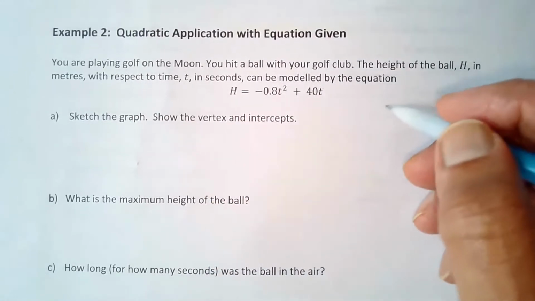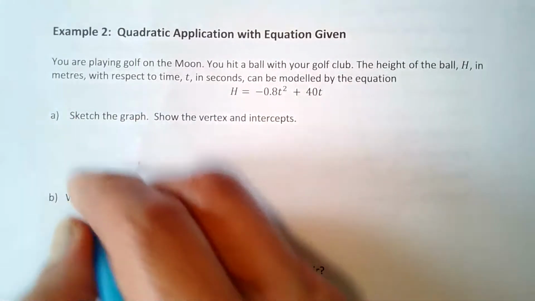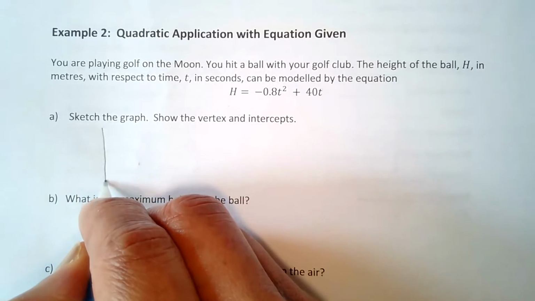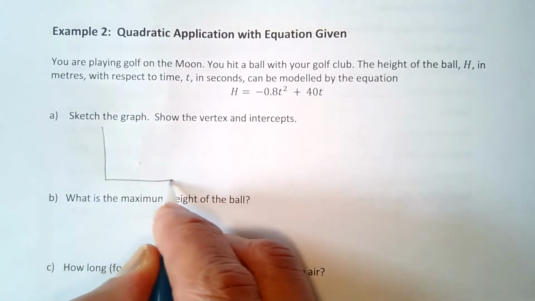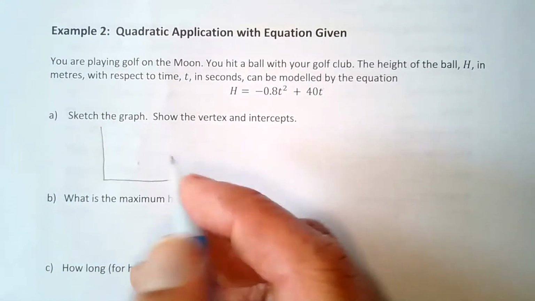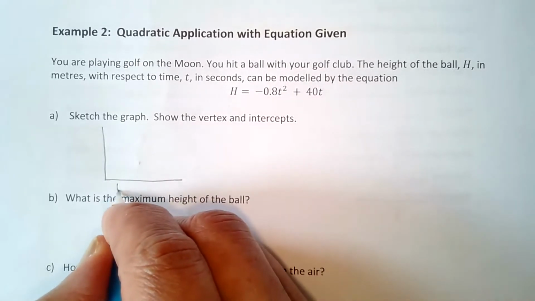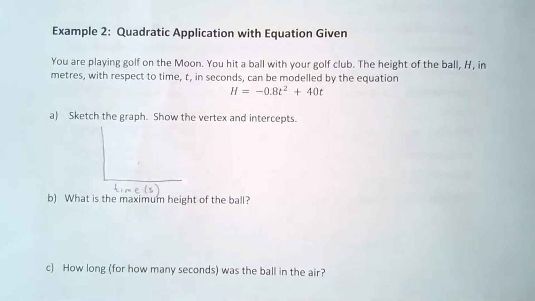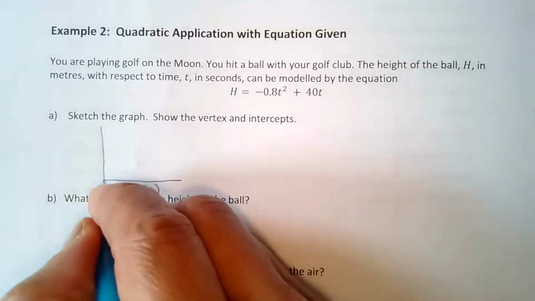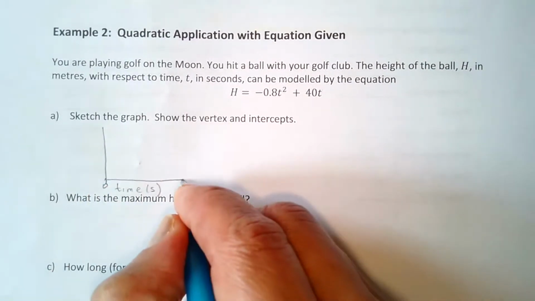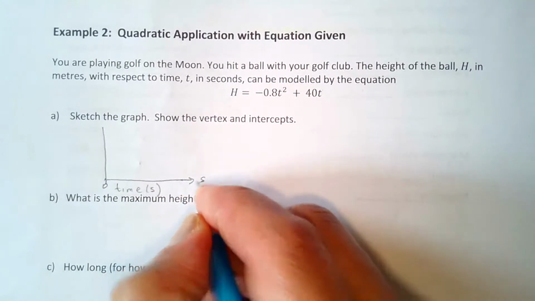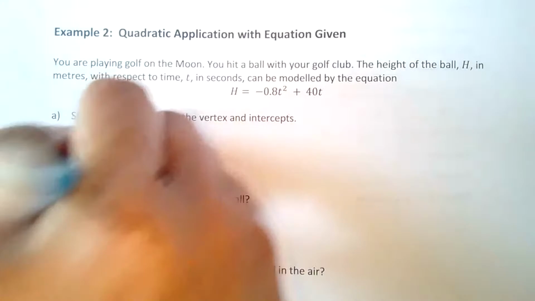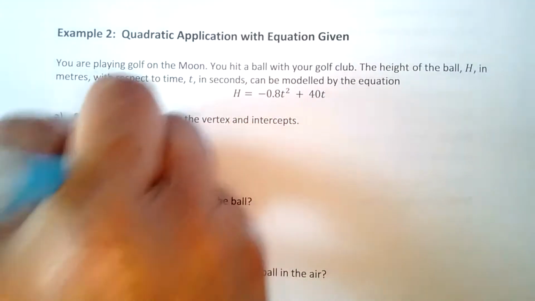So let's do a sketch of the graph first. And here we have time, which will be in seconds here. So we have 0 here, and we have our time in seconds. Now I'll need some more space here, so notice here.